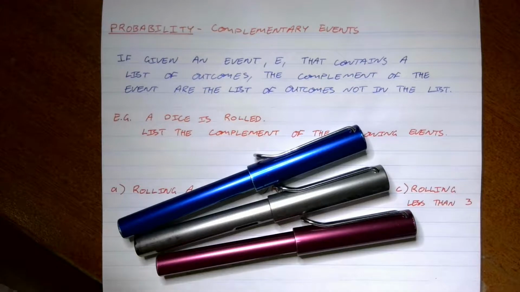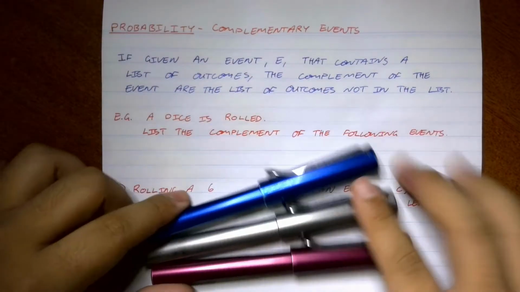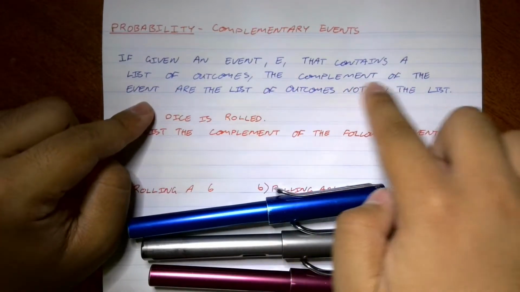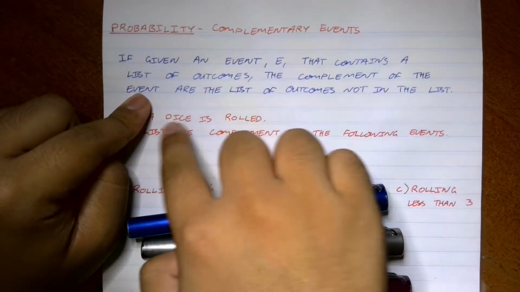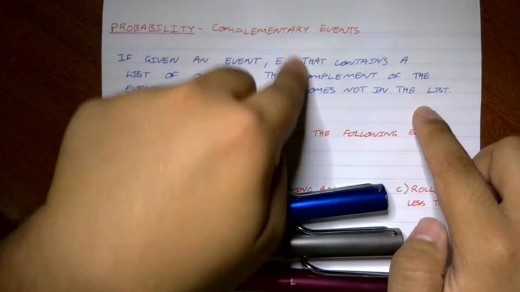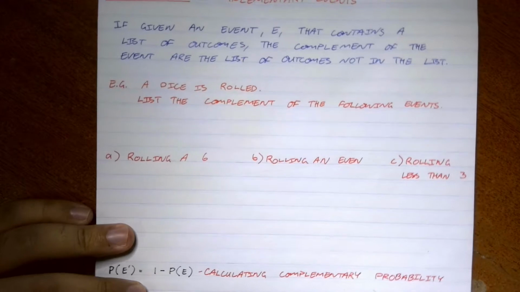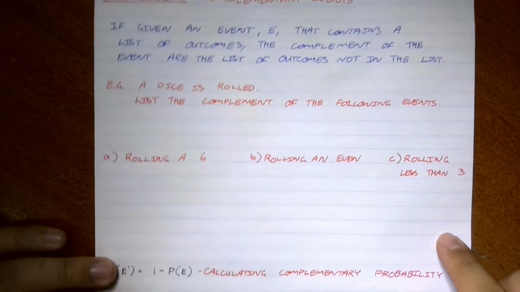So, given an event E, which can be anything, that contains a list of outcomes, the complement of the event, the complement of E, is the list of outcomes not in the previous list that we've mentioned. This seems like a very tricky definition, but let's take a look at what it means first.